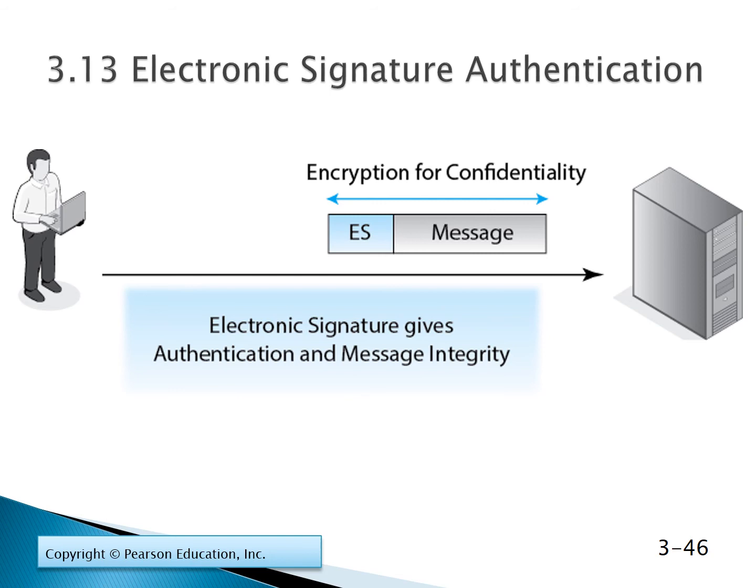So besides confidentiality, the electronic signature can also add authentication. That means you know that person is the real person who is writing the message. It also adds message integrity. That means you can ensure that the message has not been changed during the transmission. In later chapters, we'll talk more about how exactly the electronic signature works.